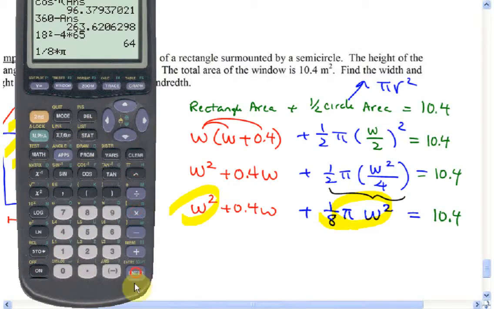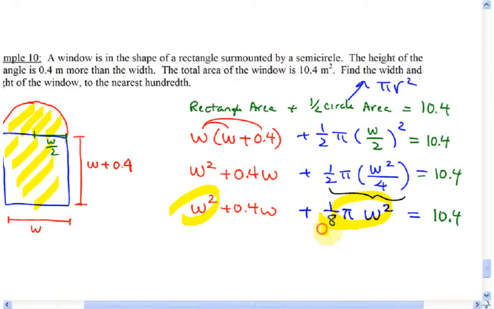Do it on your calculator. You get 0.3926 and so on. So I'm going to round this to 0.3927. So I'm going to say this whole thing here is just 0.3927. So if I were to add 0.3927 W's plus 1 W, how many do we have? 1.3927 W squared, thank you. Plus how many W's? 0.4.